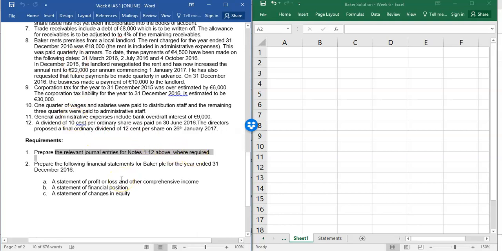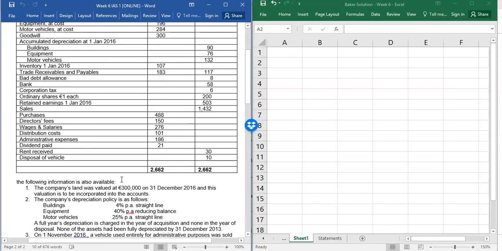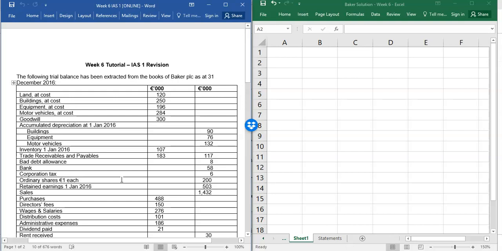And then you're asked for 3 statements: statement of profit and loss and other comprehensive income, statement of financial position, and statement of changes in equity. So initially we're going to focus on the journal entries, but again, it's good practice. You need to read the whole question before you jump into the journals, because there can be links between notes that you can miss if you go straight into it.